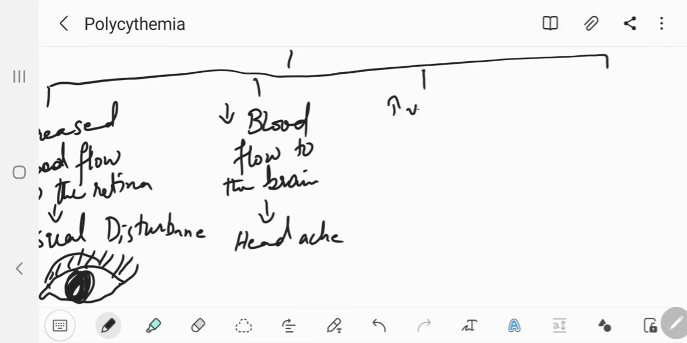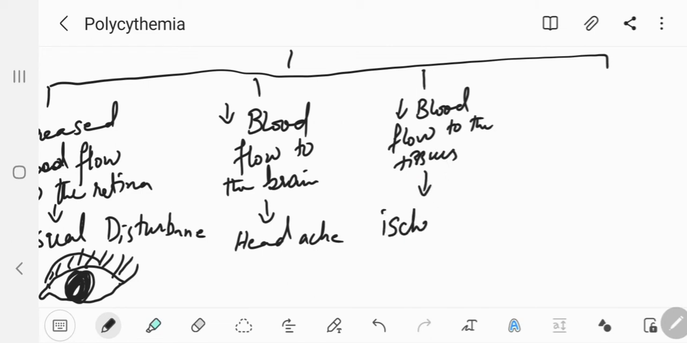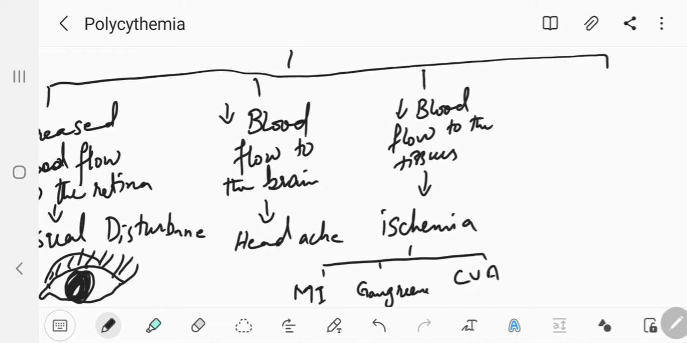Due to the same reason, that is, increased viscosity leading to decreased blood flow towards different areas of the body, there will be ischemia, which is a condition in which there is decreased blood supply, nutrients and oxygen to the tissues. This ischemia will lead to myocardial infarction, in layman's terms known as a heart attack; gangrene, which is bluish discoloration or necrosis of the tissues; and the patient may also present with a cerebrovascular accident if the ischemia occurs in the brain.